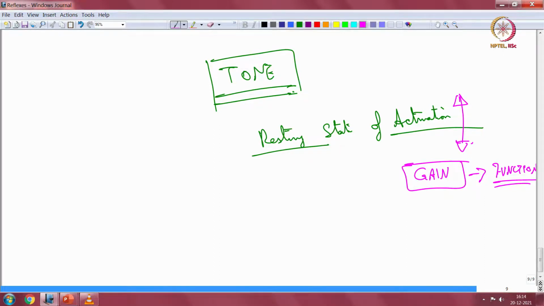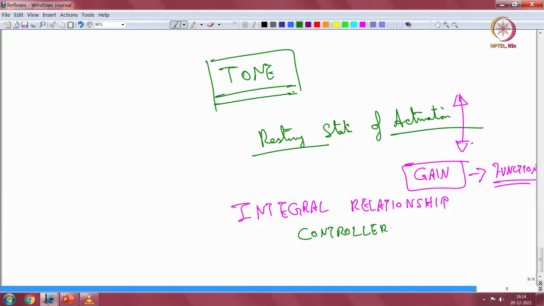neuromuscular cell activity. The second thing which I want to say is the integral relationship between controller, effector and sensor. So, the loop is there from the beginning.